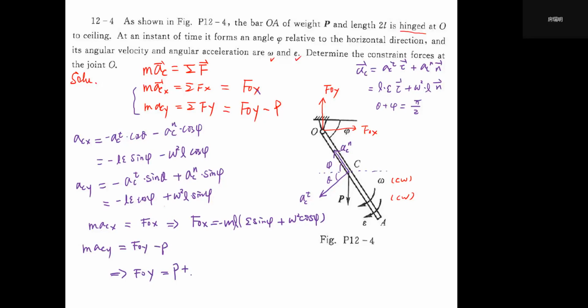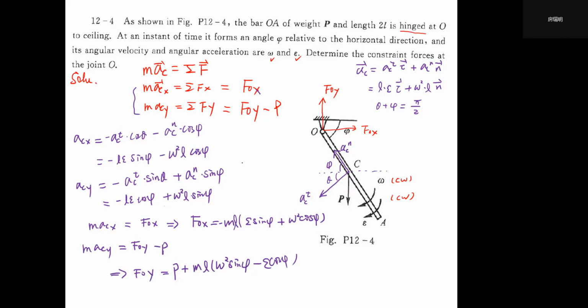We also have M L omega squared sine phi plus, no, plus, I'm sorry, it should be minus epsilon cosine phi. See? That's the whole set of steps for how we find the final answer.